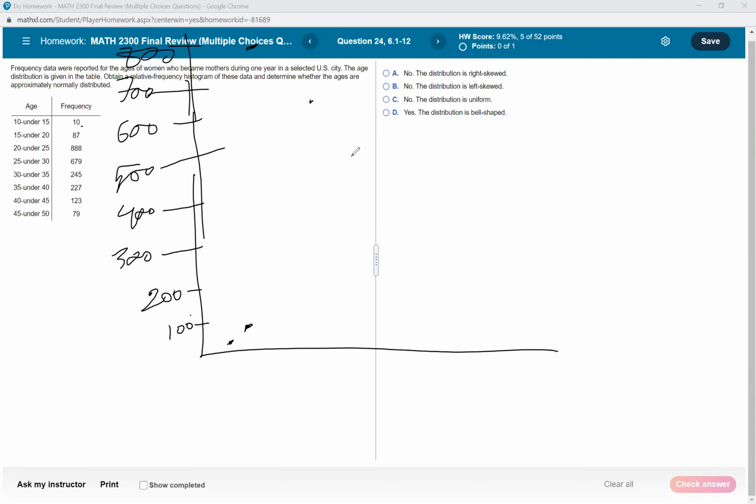Then 245 will be here, then 227 here, then 123 here, and 79 here. Now if you connect these dots, the shape of the distribution will be something like this. This is the rough graph of the frequency distribution.